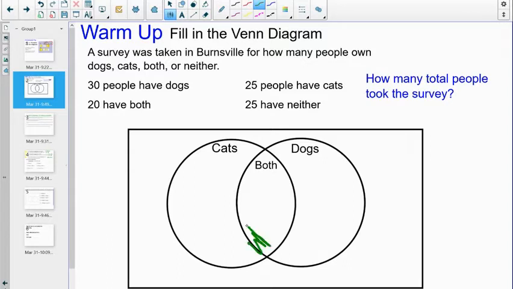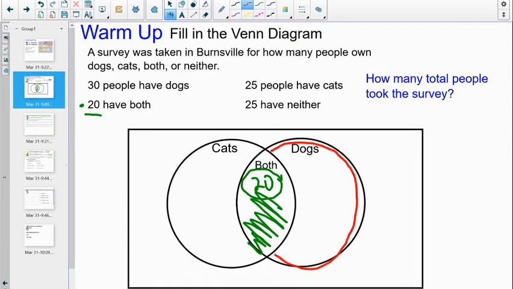So this area right here, the both. If you look up here, it says that 20 have both. So I'm going to put 20 in there. So we have 20 who have both. Next step, you're going to be working outside, so we're going to be moving into this region. But it doesn't matter which side you do first. It doesn't matter if you do dogs then cats or cats then dogs.